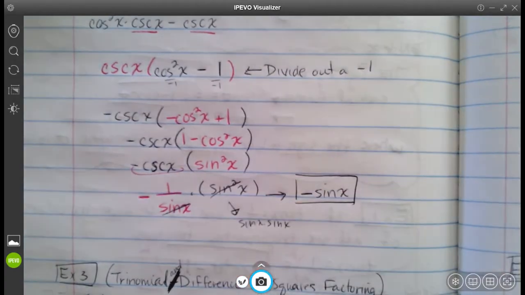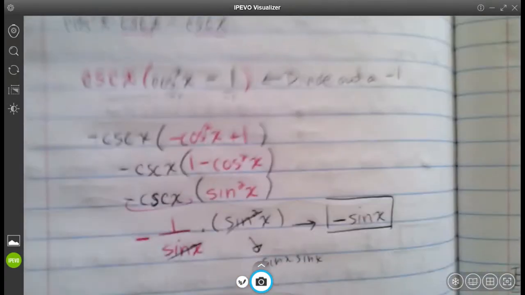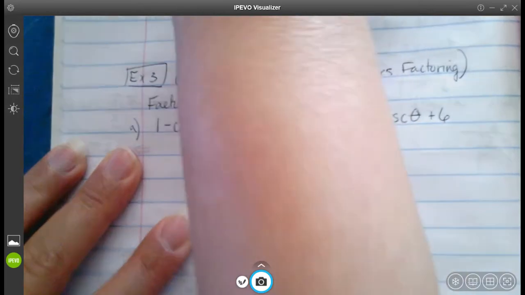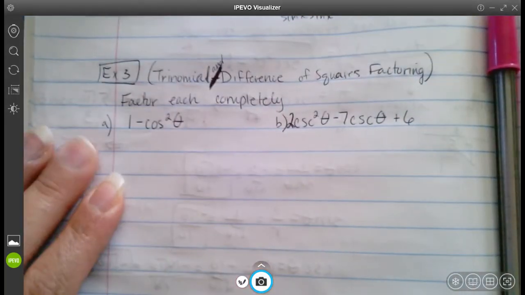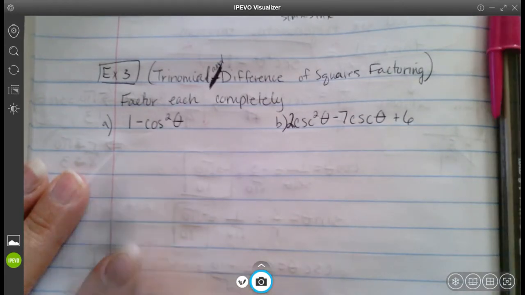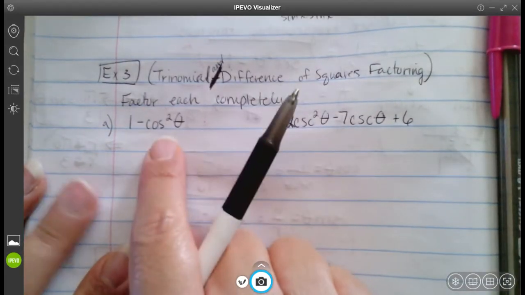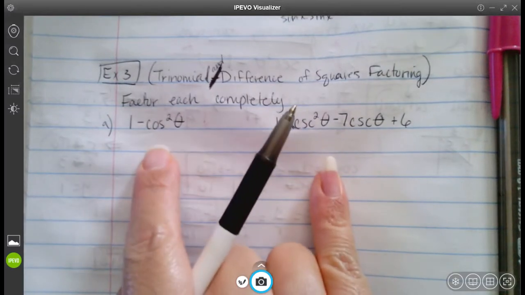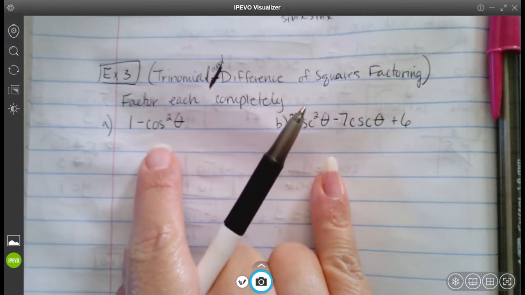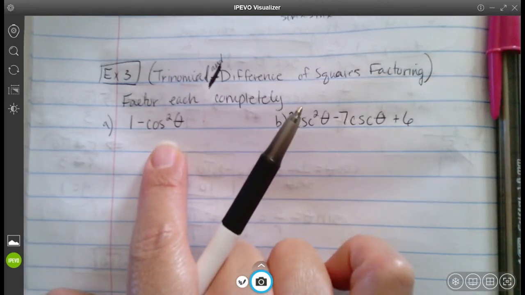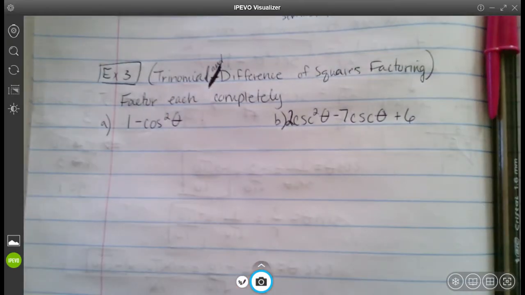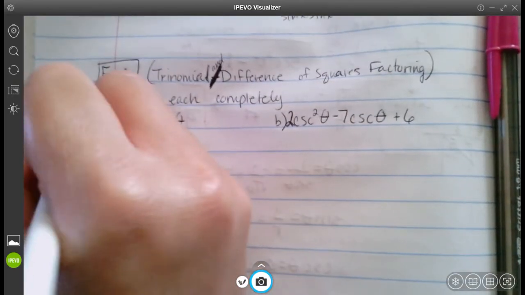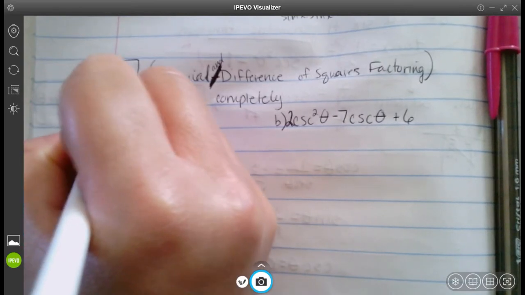All right, that's it for that one. Moving on, next one. So this one has a little bit more of the unfoiling that you guys like to call it. Let's look at letter A first. It looks like the one we did earlier, right? Where we know that this is going to be sine square x or sine square theta, but we want to factor completely. So I'm actually going to use my difference of squares for this one.